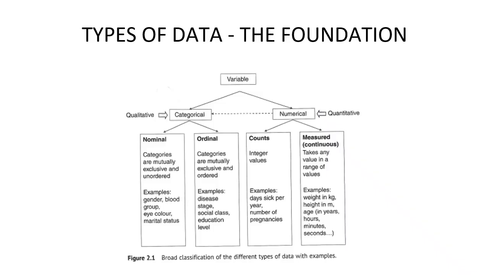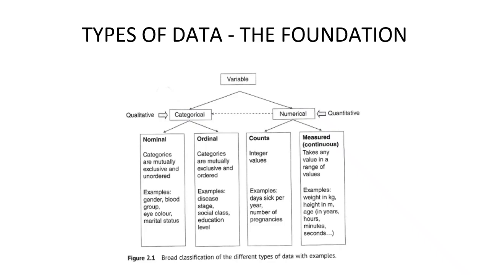In ordinal, the categories are mutually exclusive and ordered. So we're looking at maybe disease stages, stage 1, 2, 3, or 4 cancer. Pain severity, mild, moderate, severe, and education level. On counts, this is the number of pregnancies, days in the hospital, it's integer values, number of medications, sick days, anything that's just a count, this is what we're looking at.